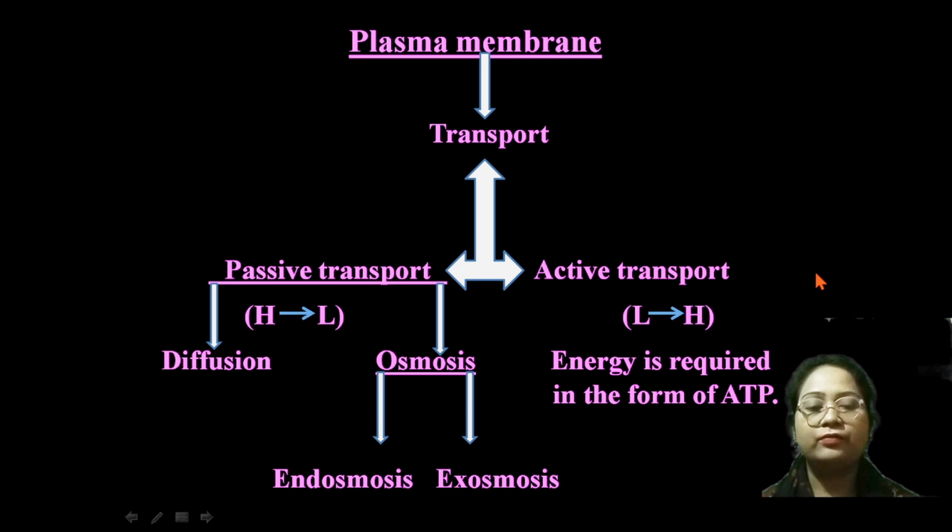Then active transport. This transport requires energy, and this energy is used in the form of ATP, that is adenosine triphosphate, and ATP is generated in the mitochondria of the cell. Okay, now let's move to the next slide.